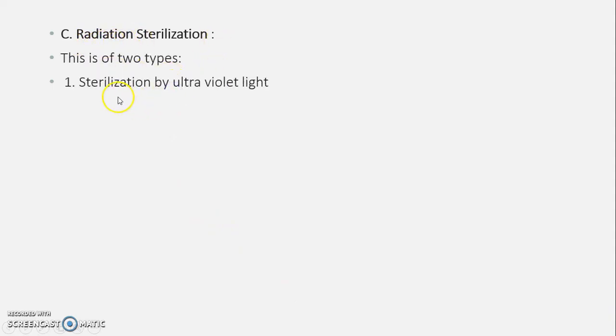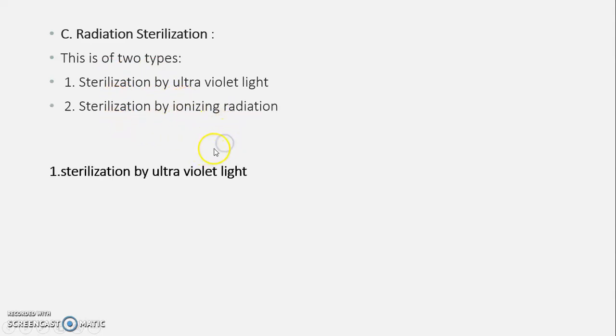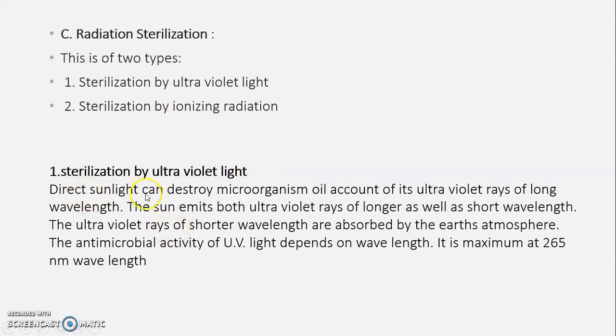This has two types: sterilization by ultraviolet light and sterilization by ionization radiation. First of all, we see the sterilization by ultraviolet light. Direct sunlight can destroy microorganisms on account of its ultraviolet rays of long wavelength. The sun emits ultraviolet rays of both long as well as short wavelength. Ultraviolet rays of short wavelength are absorbed by the Earth's atmosphere, and the antimicrobial activity of UV light depends upon its wavelength. It is maximum at the 265 nanometer wavelength.